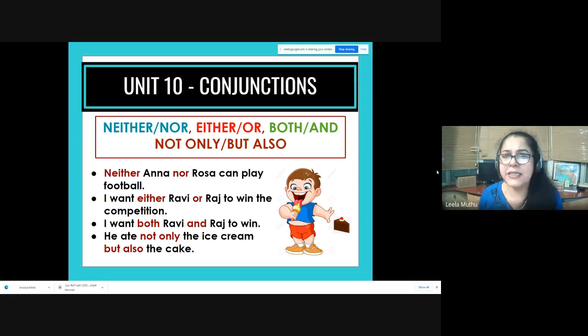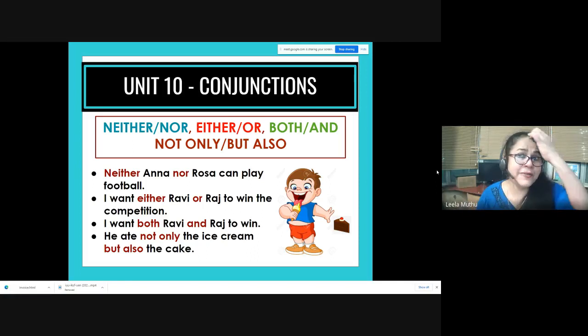So now here you're undecided. You use either or. I am not sure whether I want either Ravi or Raj to win in the competition. Either Ravi or Raj. This one or that one. Okay, doesn't matter. Now, supposing you want to include two people, you'll say both. I want both Ravi and Raj to win in the competition. Both and. You can say both of them also, but usually both and are used in a sentence to join it.